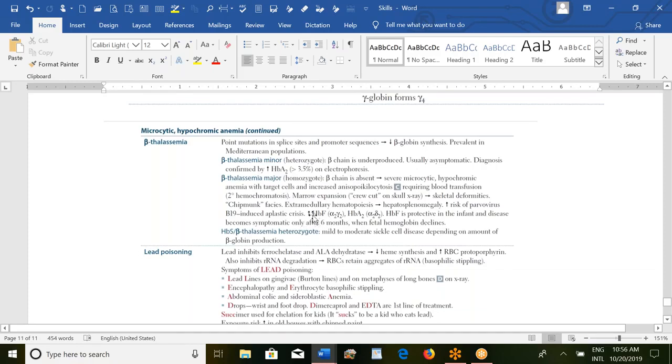I wanted to say that in the first 6 months, the babies have a higher level of hemoglobin F, so that's why we won't diagnose them. But after that, they will become symptomatic. We are interested in thalassemia during pregnancy, how it affects us. But to build up your concepts, you should remember your basics. What is abnormal? What is happening? So at least you should understand that if they tell you hemoglobin A2 is more than 3.5, beta thalassemia should come to your mind.